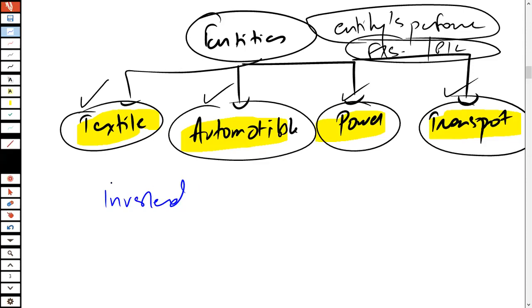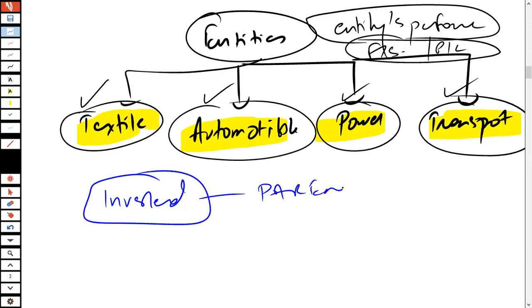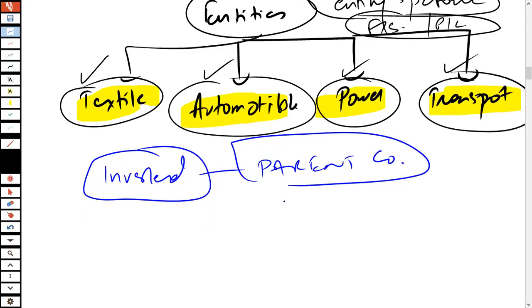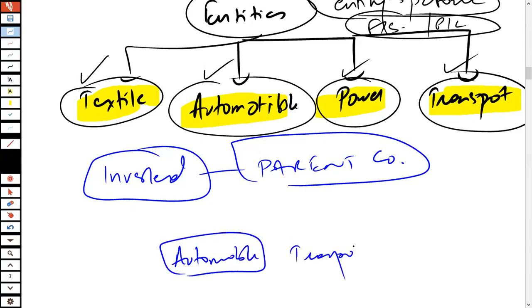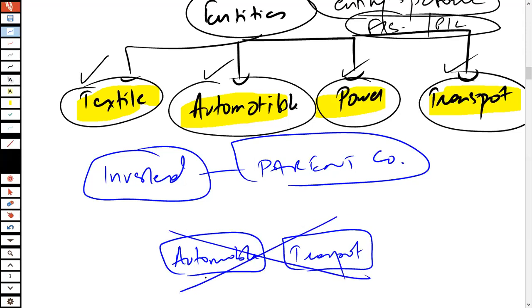Now, for example, you have invested in this specific parent company which has invested into multiple sectors. And now you do have an idea that the automobile sector and the transport sector are going to be performing very badly in the upcoming months. That means their sales are going to go down and ultimately their profitabilities are also going to go down.